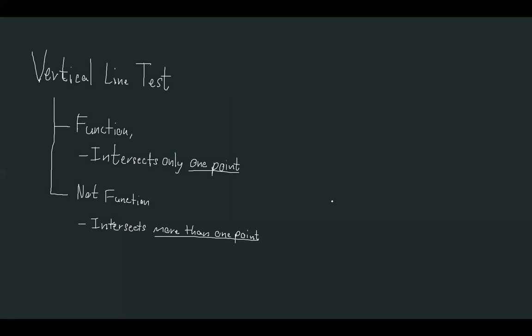So again, if you use the vertical line test, there are two possible outcomes. The first outcome is that the graph would be a function if and only if it intersects only one point. The second outcome is that the graph is not a function if and only if it intersects more than one point. Let me give you an example.